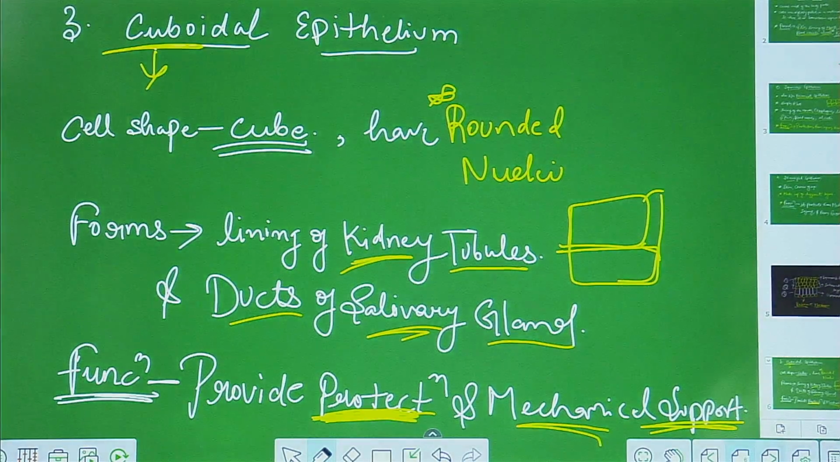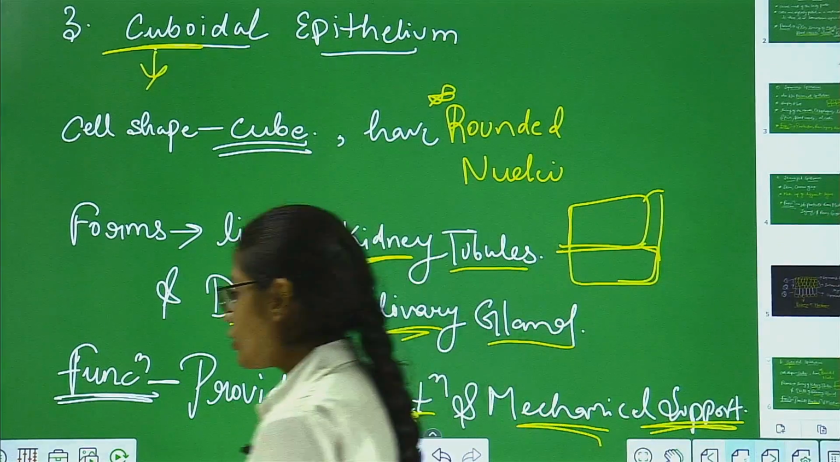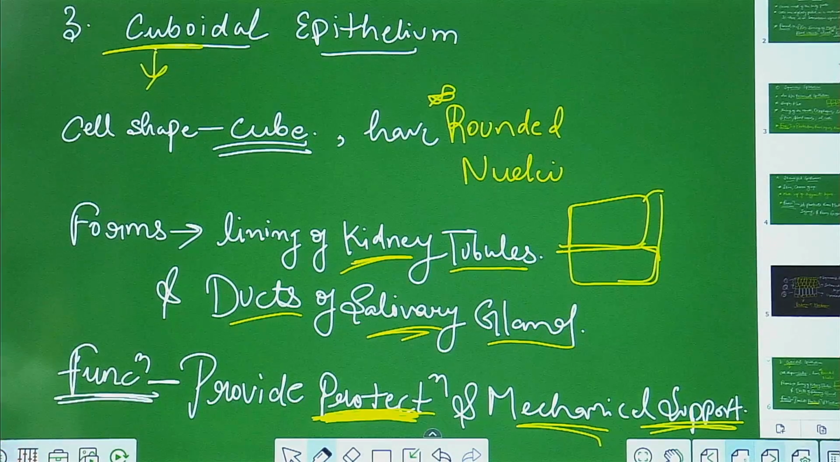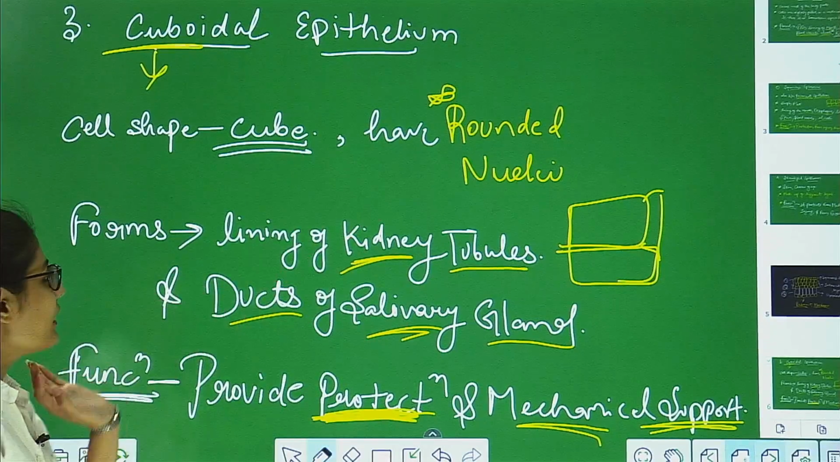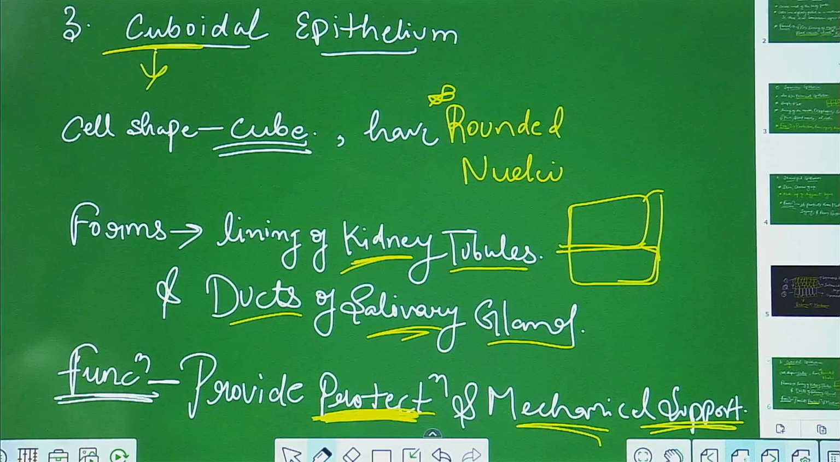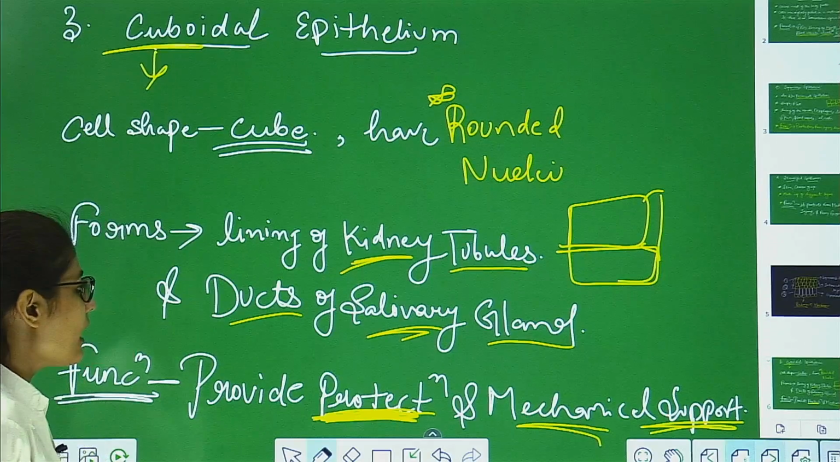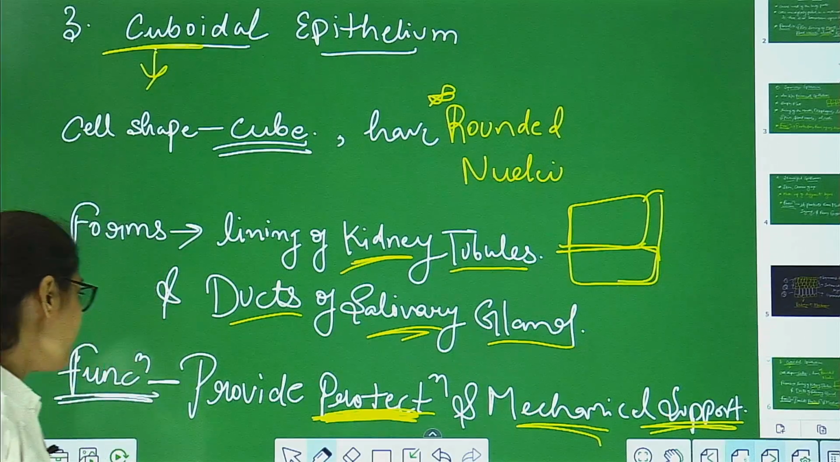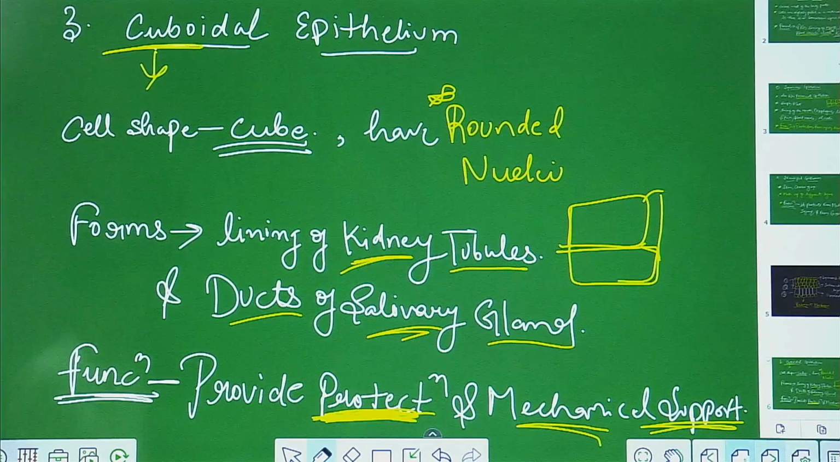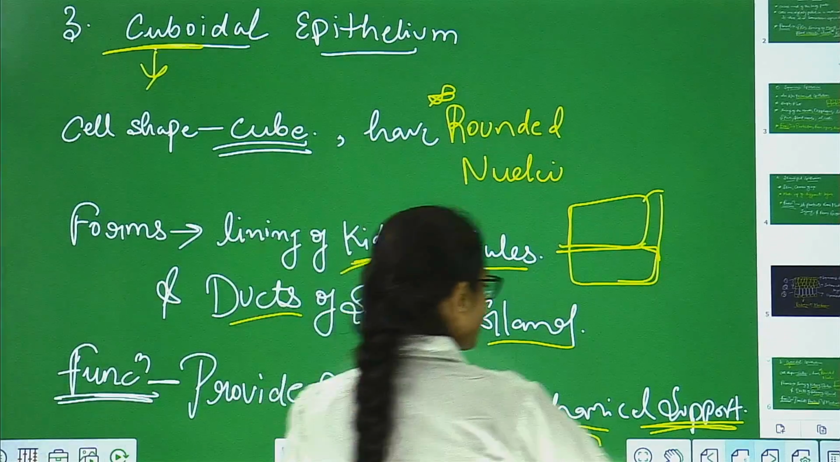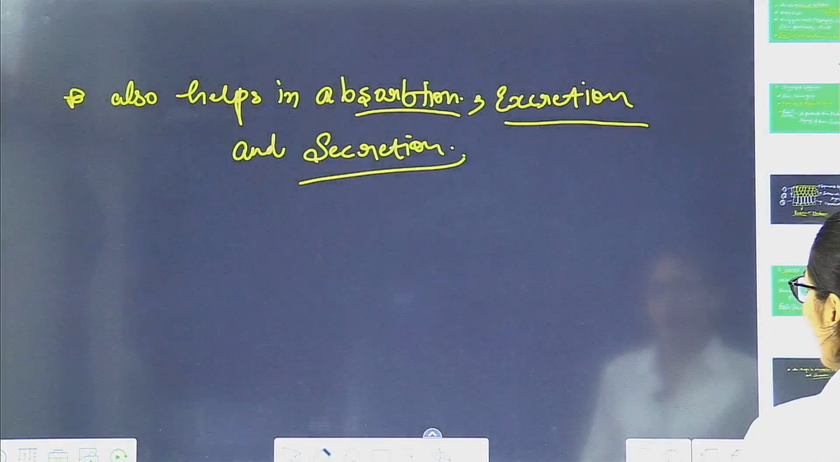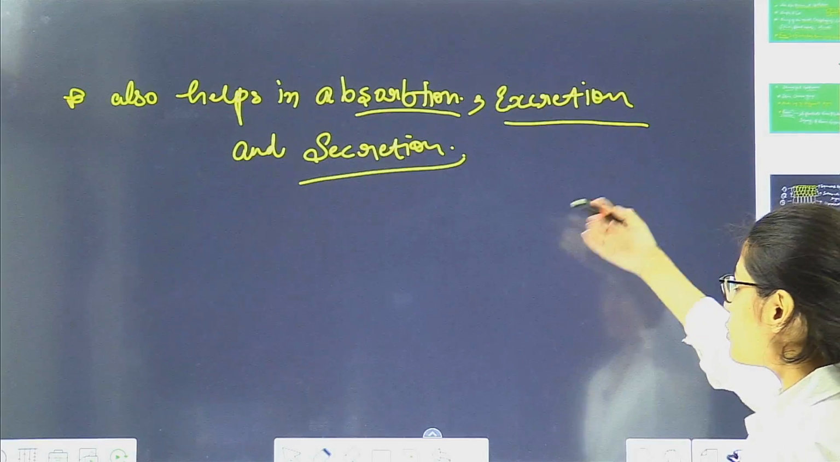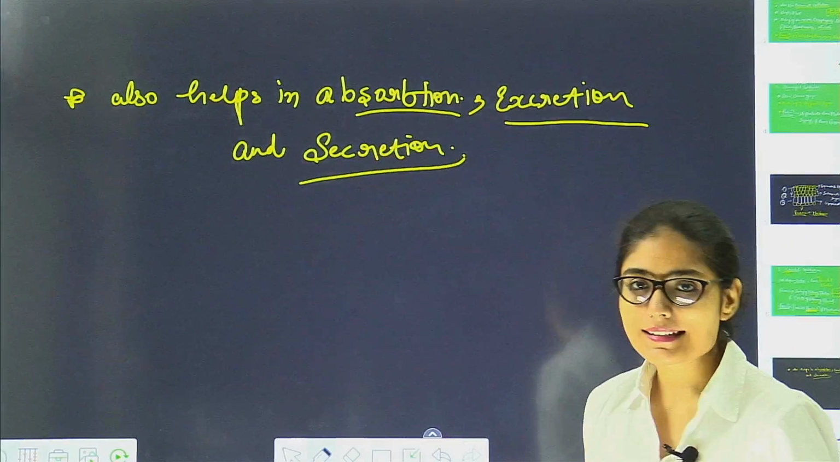Then children, we have talked about the cuboidal epithelium. By the name itself, the cell shape is cube and they have rounded nuclei. So this is very important that they have the rounded nuclei. They form the lining of kidney tubules and ducts of salivary glands, okay. And what about their function? They provide protection, mechanical support, right. Then also one more thing, they help in absorption, excretion and secretion.